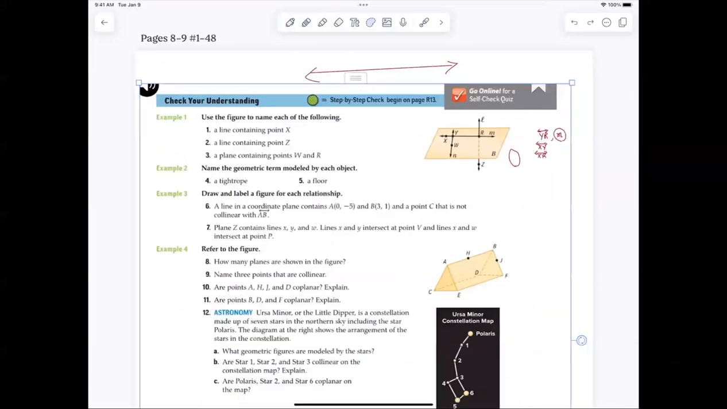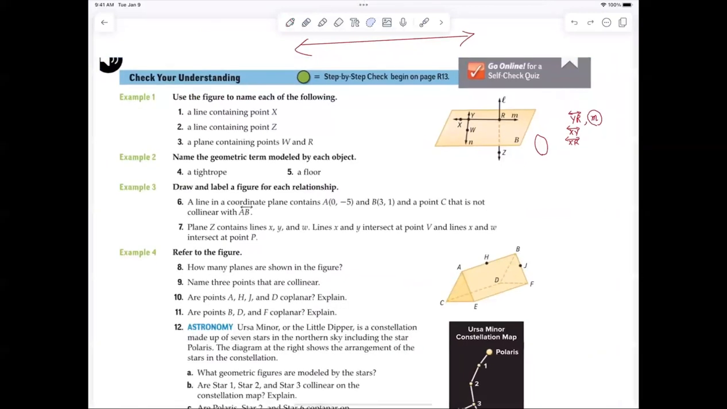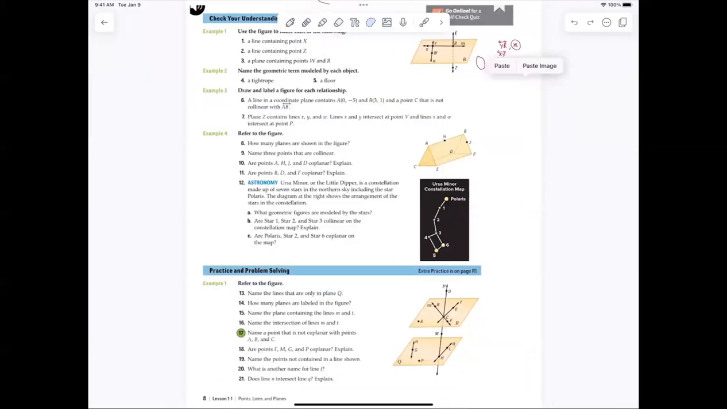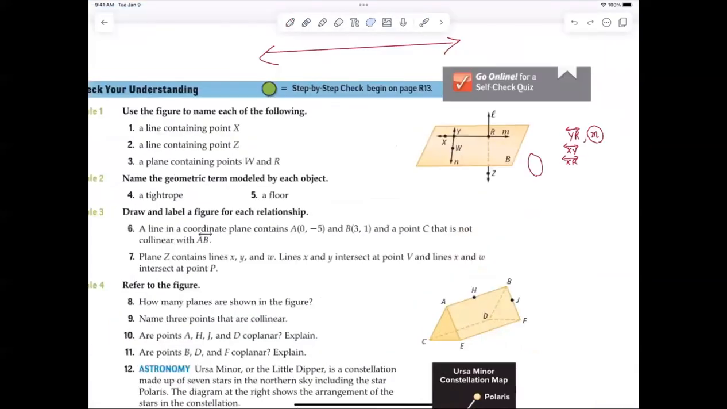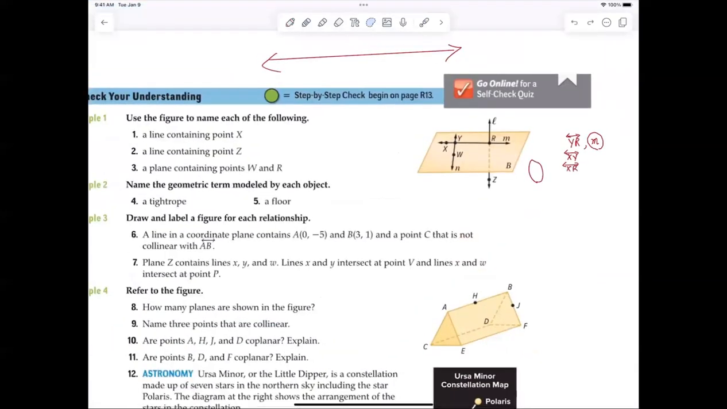So again, we just have to make some assumptions in geometry. And I don't really like to argue about things. These are things that you just have to accept as true. Those things that you accept that are true are called postulates. The things that you can prove are called theorems. We will be dealing a lot with postulates. We have to make some assumptions in order to get through geometry. But definitely points and lines and planes.